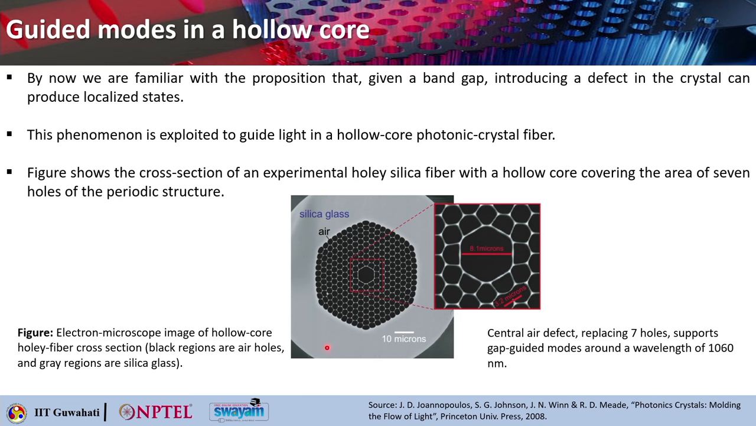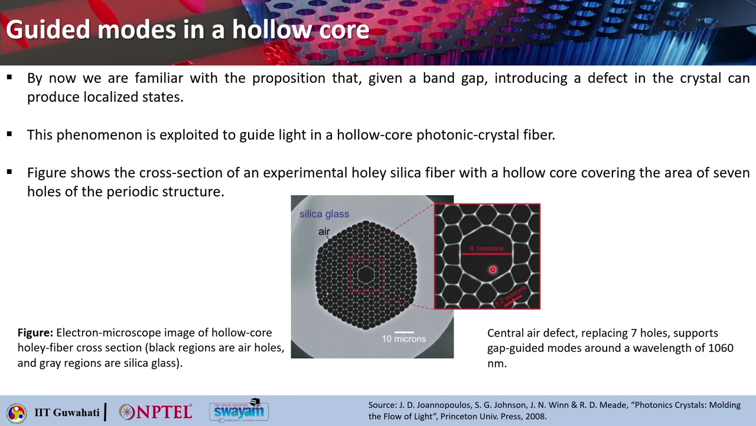And this is the image from an electron microscope, and the black region here shows you the air holes, and this is basically silica glass, okay. And this is a zoomed in version for you to clearly see it, and you can see that these black portions are basically air holes, okay? And this core basically works like a central air defect because it is replacing 7 holes, okay?